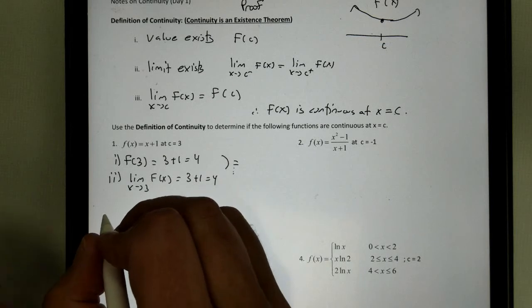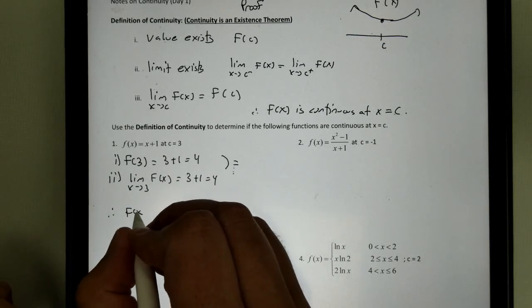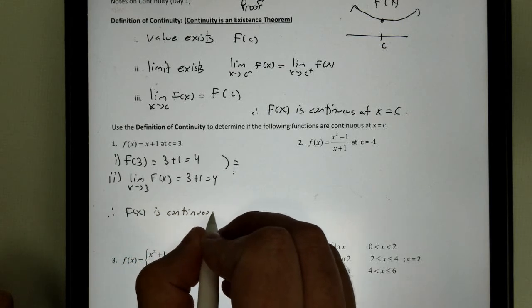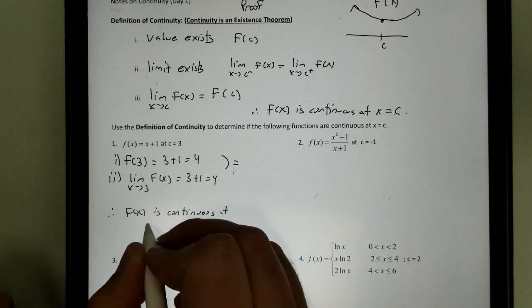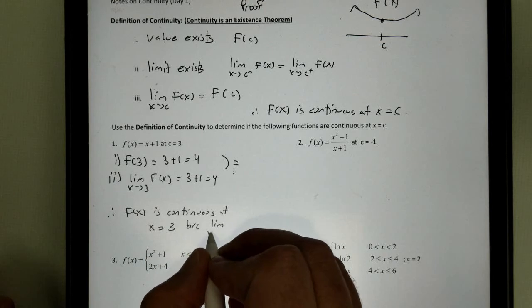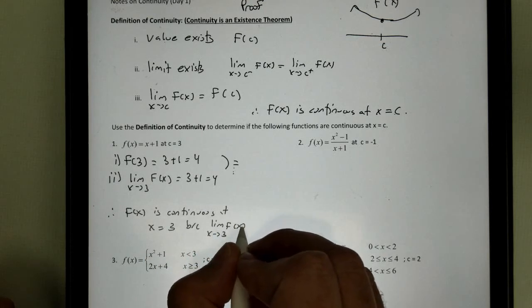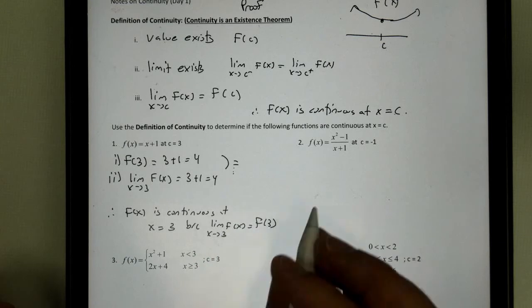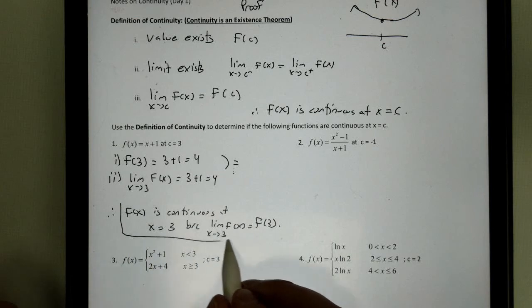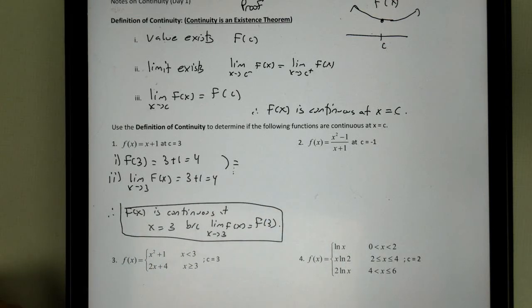And we're going to write it this way. Therefore, f of x, watch how I note this, is continuous at x equals 3, and we're going to say because the limit as x approaches 3 of our function is equal to the value of the function at 3. Now, there's a couple ways you can write this, but the AP, in this case, really likes a sentence. And that's how you're going to write it. Once you get the value and the limit, and they're the same, and they're equal to each other, you just write your statement. So number 2, let's try number 2.